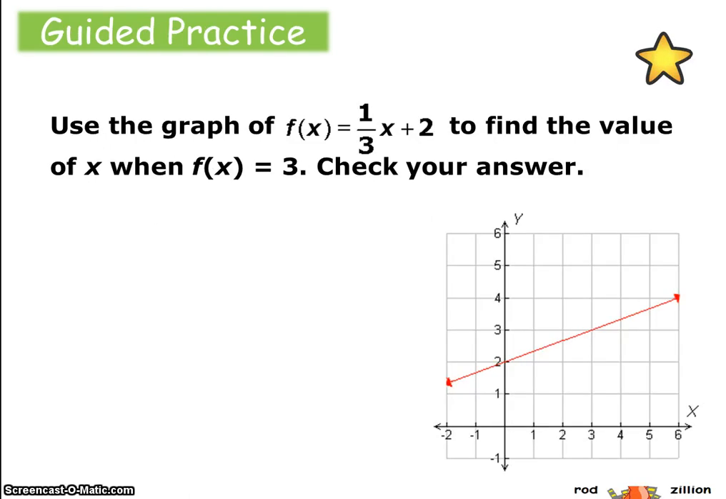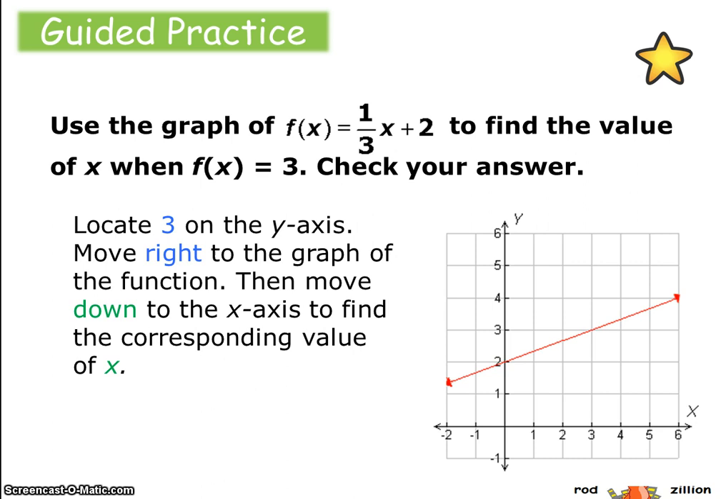Alright guys, one more time. You're going to find the value of x when f of x equals 3, using the graph below. Alright, so using the graph below, we're going to locate 3 on the y-axis because f of x is 3. And you'll see that when y is 3, x is also 3. So that point 3, 3 is a solution, as well as infinite other solutions, but specifically when f of x is 3, x is 3 as well.